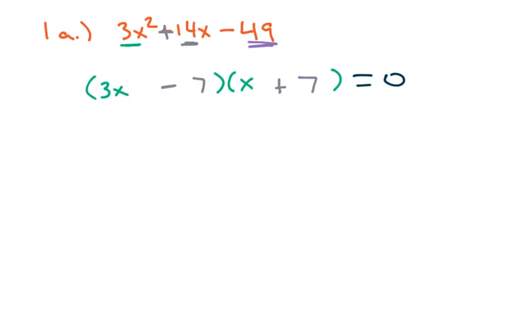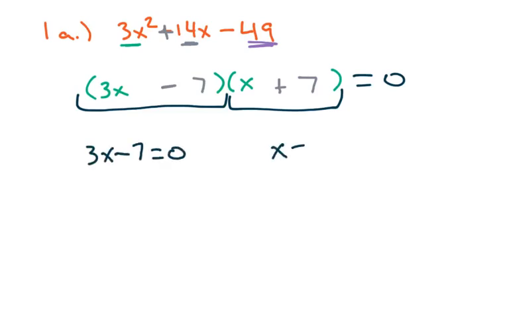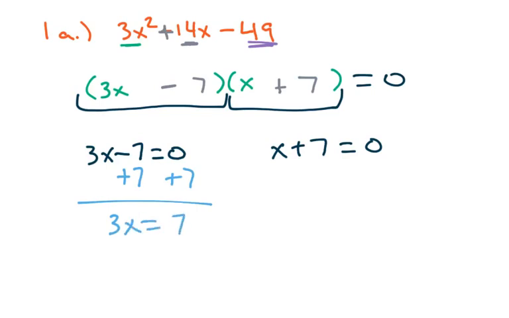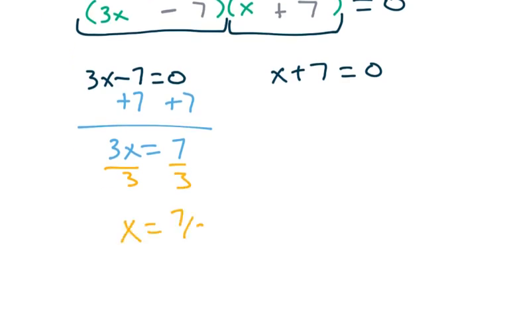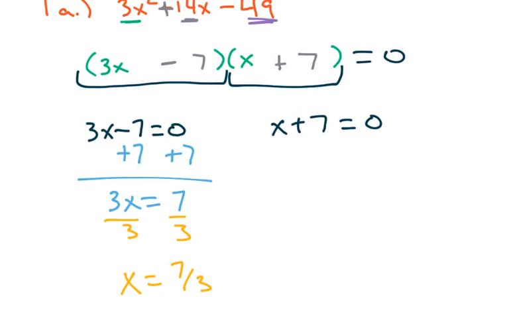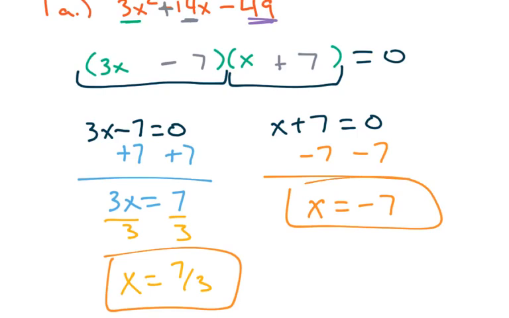So the zero factor property basically says because anything times 0 is 0, we know 3x minus 7 has to be 0, or x plus 7 is 0. And from here, we just solve. So plus 7, 3x is 7, and then divide by 3, x is 7 over 3. On the other side, all we have to do is subtract 7, and x is equal to negative 7. And these are our two answers.